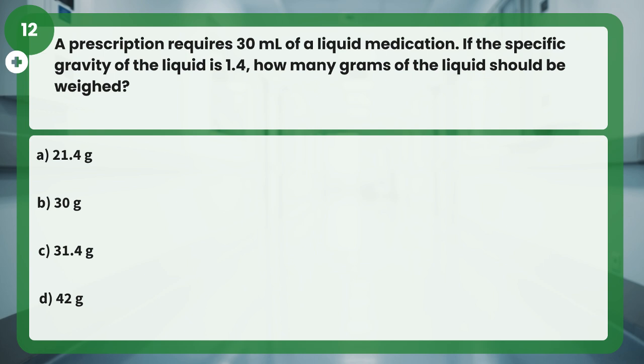Question 12. A prescription requires 30 milliliters of a liquid medication. If the specific gravity of the liquid is 1.4, how many grams of the liquid should be weighed? A. 21.4 g. B. 30 g. C. 31.4 g. D. 42 g.